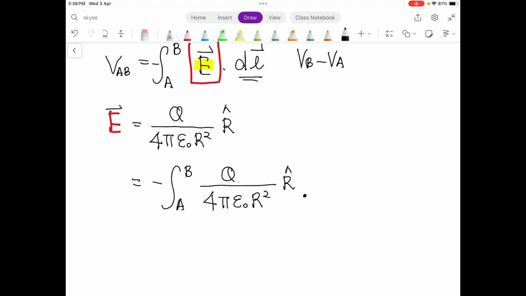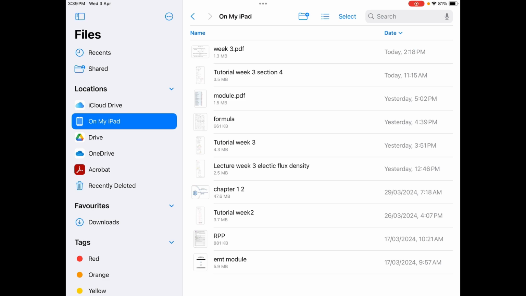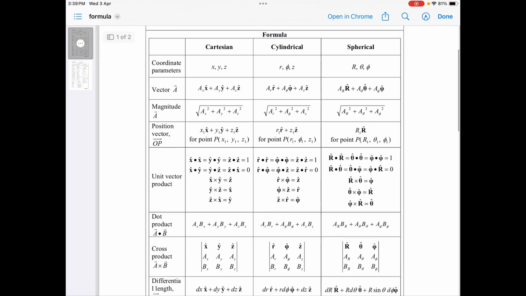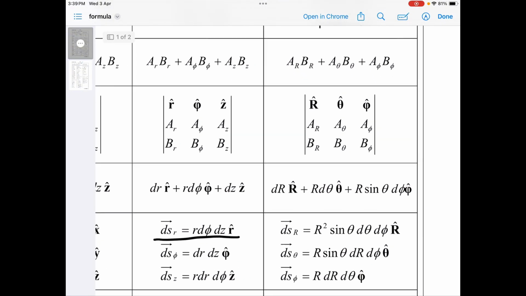So you have to pick the dl of the spherical coordinate system, because this one is actually the spherical coordinate system. So you can refer to your formula. The formula, we look at the dl. So this is the dl for the spherical coordinate system, so you have to use this one.